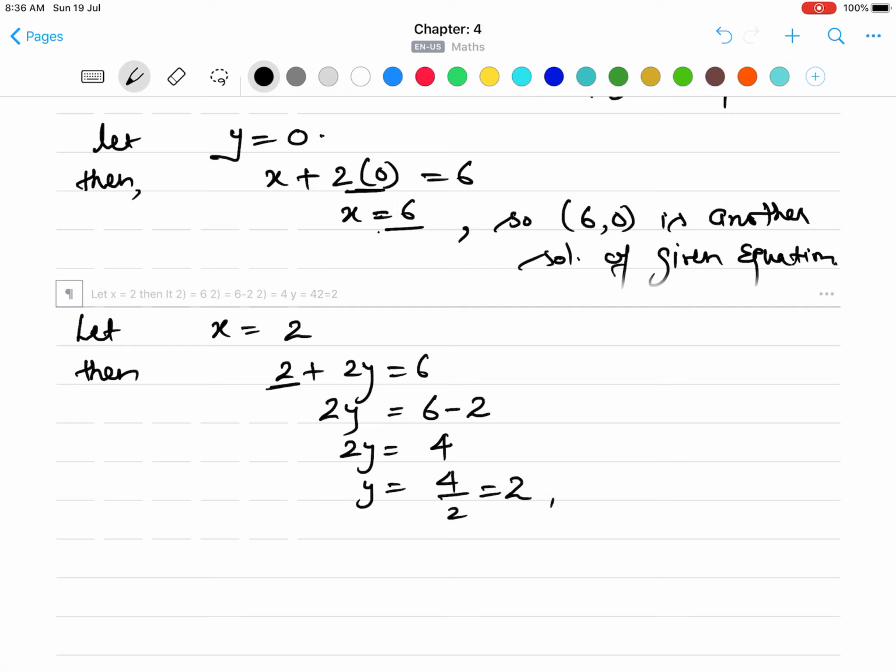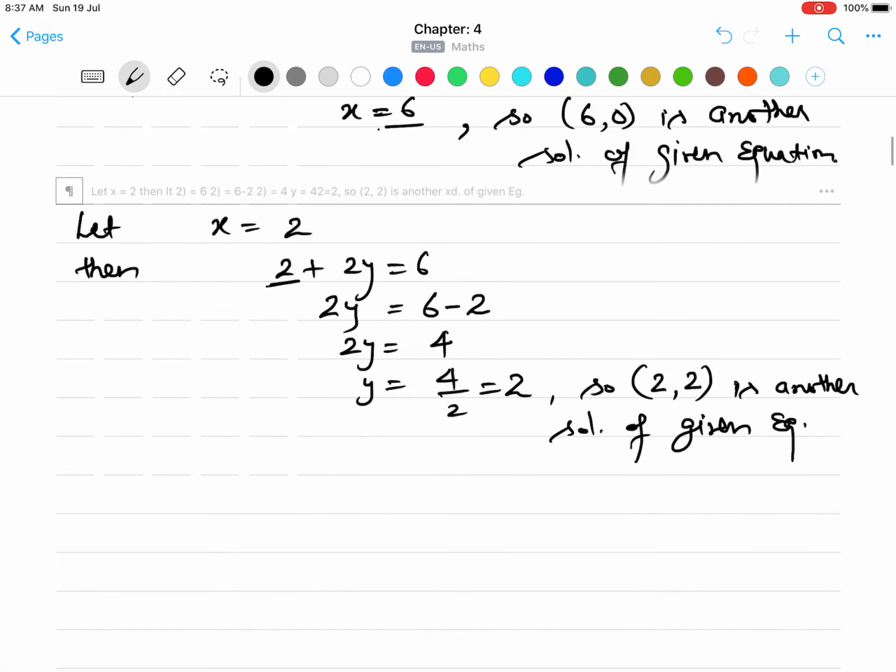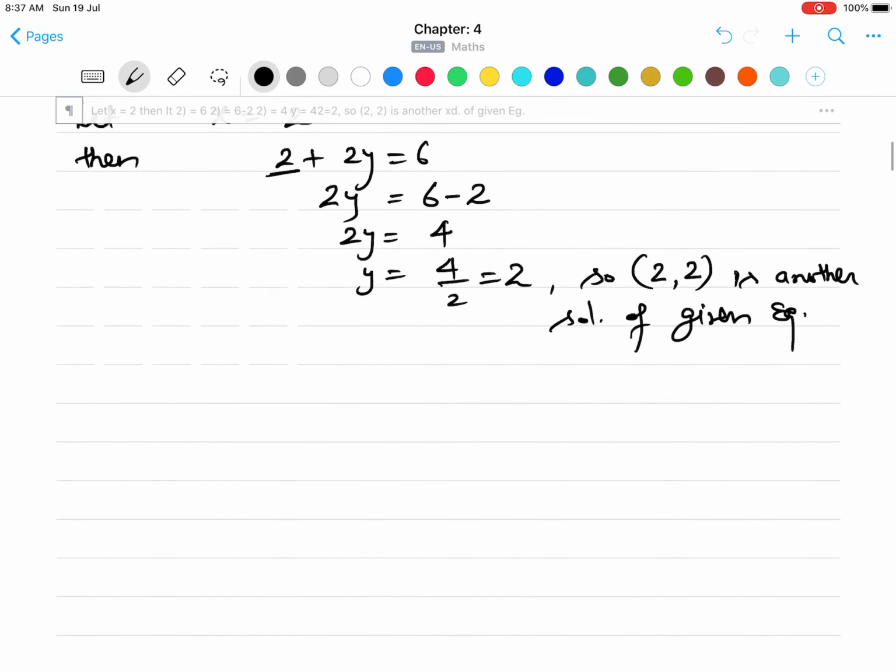Again, first we write the value of x, which is 2, and then the value of y, which is also 2, is another solution of the given equation. Okay, so we have found 3 solutions, so we have to find one more.